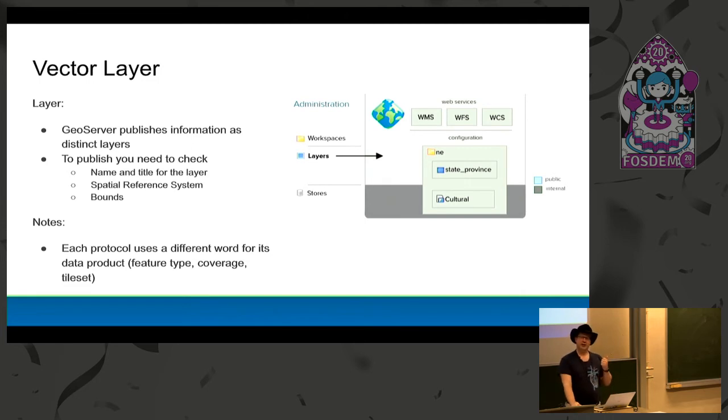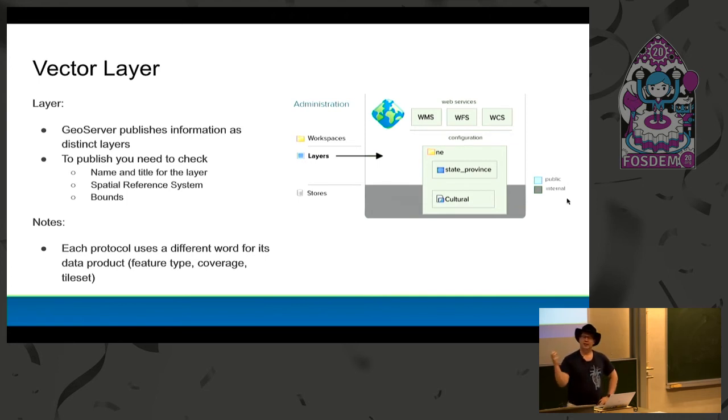You want to make sure your layer has a name and a title. The name is actually machine readable and it's used on all the protocols and URLs, and the title is human readable. We also really need to make sure that the spatial reference system and the bounds are correct. If we don't have that information correct, clients won't be able to draw our data in the right spot.